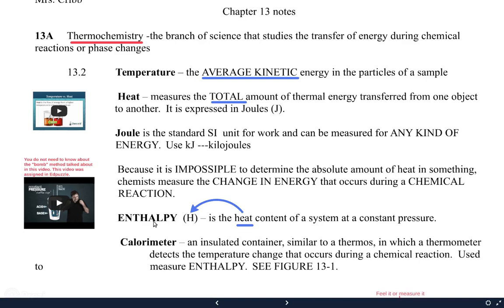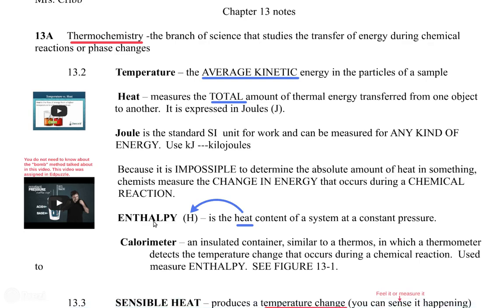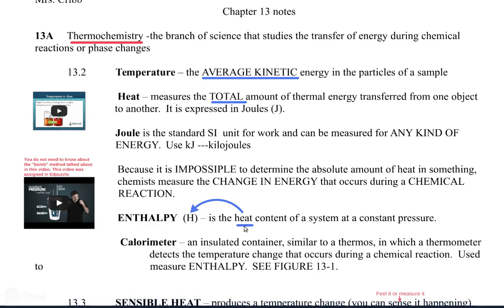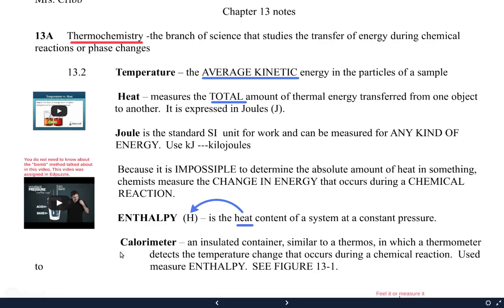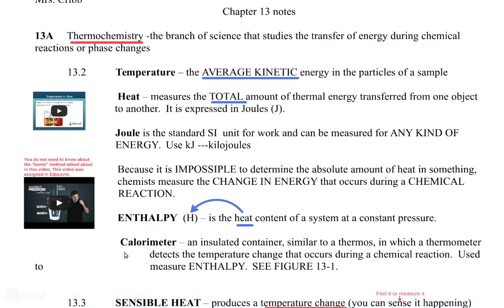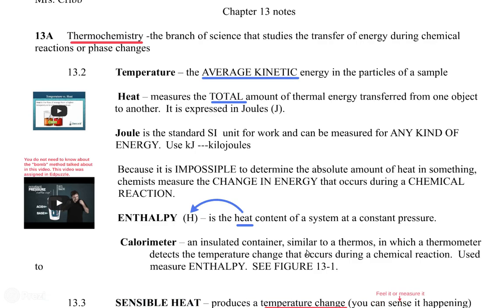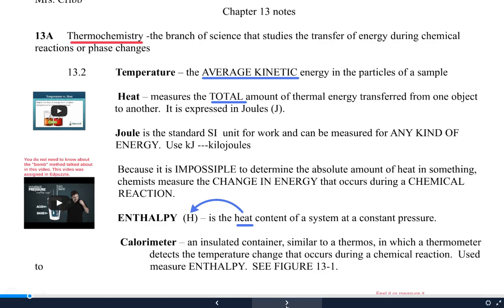Enthalpy: think of thermometers and thermostats, they all have the th sound, and enthalpy deals with heat. So the H is for heat, it's the heat content of a system. One particular device that measures this is a calorimeter. We may not have a chance to work with one of these, but I'm going to show you one. It's an insulated container, like a thermos, and you put a reaction in it and you see how much the temperature changes when you mix the two things together. We use this to calculate enthalpy.